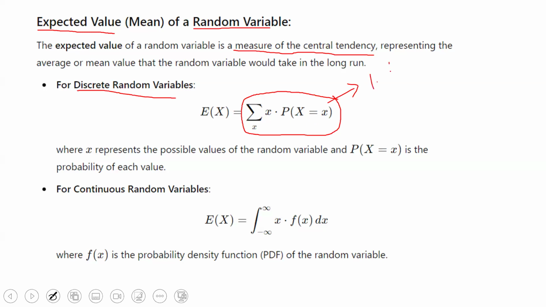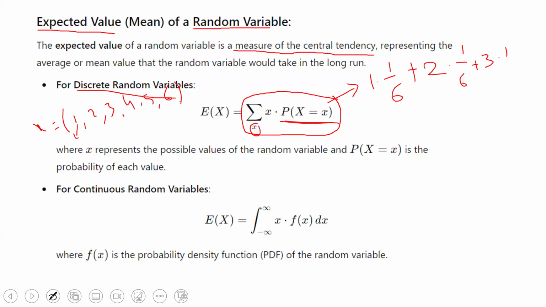Yes, it would be summation of 1 to 6, with each value being 1 into 1 by 6, 2 into 1 by 6, 3 into 1 by 6. So that's all. So for rolling a dice, x can take all the values from 1 to 6. So x can take 1, 2, 3, 4, 5, 6. And now what is the probability of 1? Probability of x taking 1 is 1 by 6, plus now x is 2. The probability of 2 is again 1 by 6, plus 3 into 1 by 6 plus 4 into 1 by 6 plus 5 into 1 by 6 plus 6 into 1 by 6.